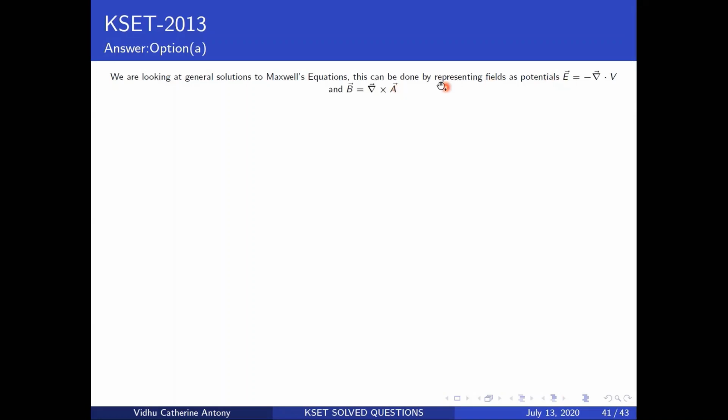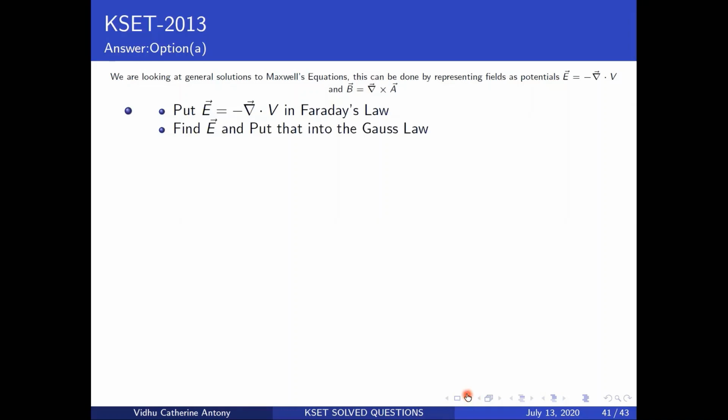So what is the benefit of doing this? We'll come to that in a while. This is a basic procedure. This is a big derivation that you have to do, but I'm just telling you how to do it. You put your E in your Faraday's law. What are the 4 different laws incorporated into your Maxwell equations? First, you have Gauss's law, then Gauss's law for magnetism, then Faraday's law, and then Ampere's law, which is modified to Ampere-Maxwell law. Now you need to find your E, and you put this into Gauss's law.